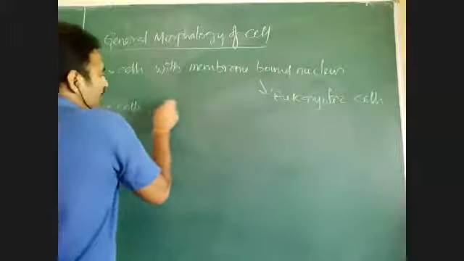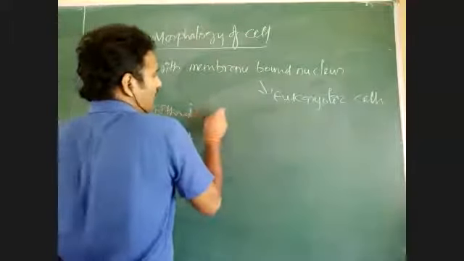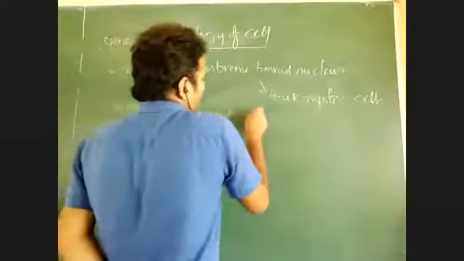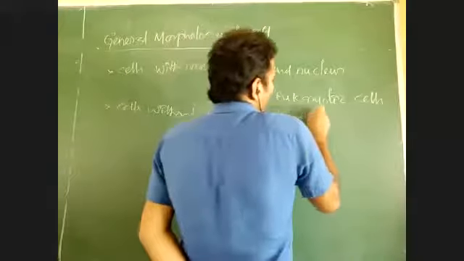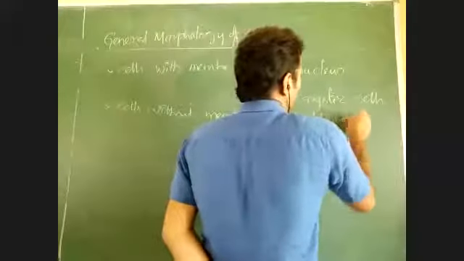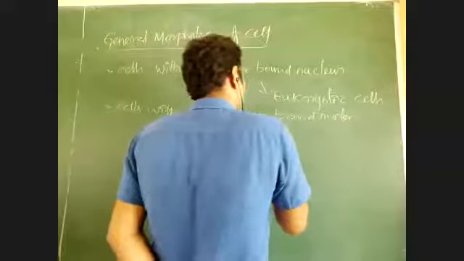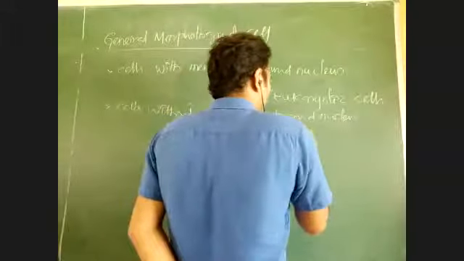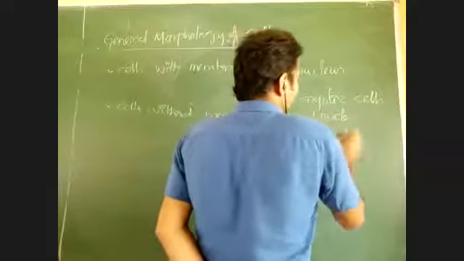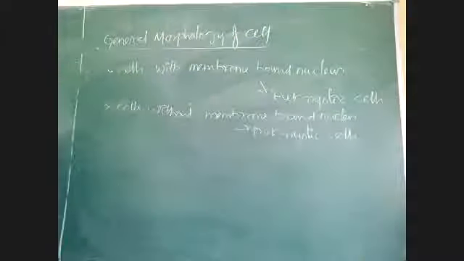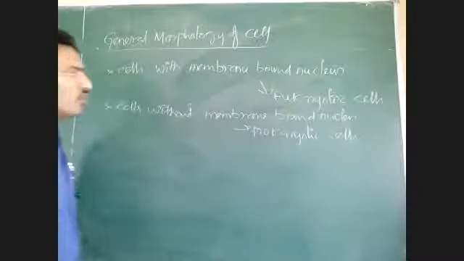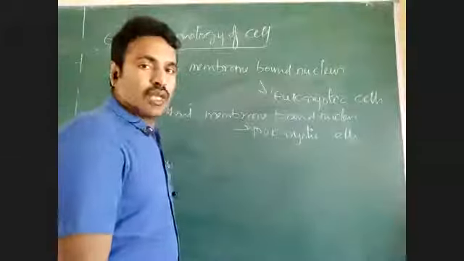Cells without a membrane bound nucleus are called prokaryotic cells. So cells are majorly divided into two types: eukaryotic and prokaryotic.